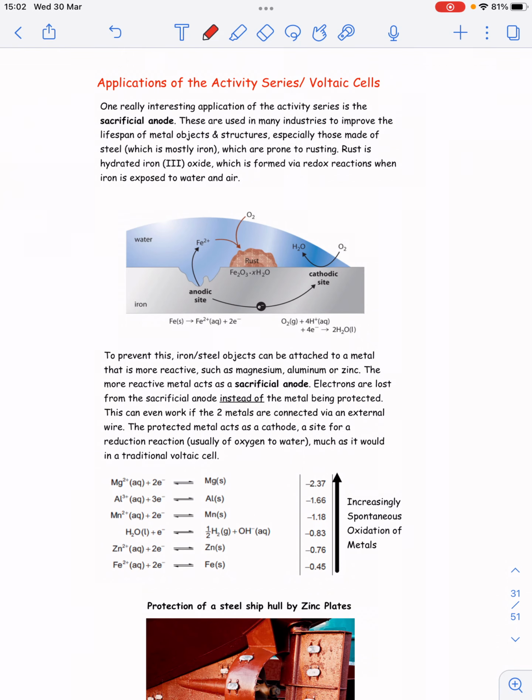Okay, a short video here to talk about what I think is a really cool, interesting application of these concepts from the activity series and Voltaic cells. And it's the concept of sacrificial protection, or a sacrificial anode. So this is something that's often applied to iron. As you probably are aware, iron is quite prone to rusting.